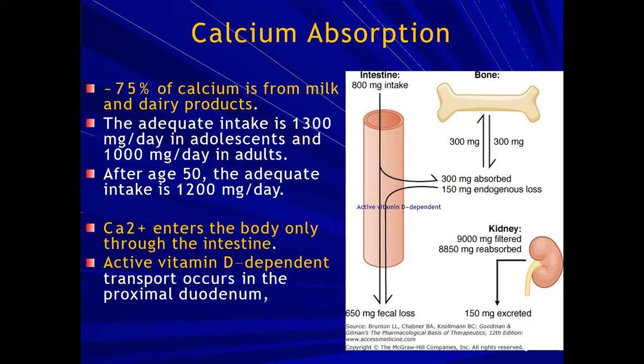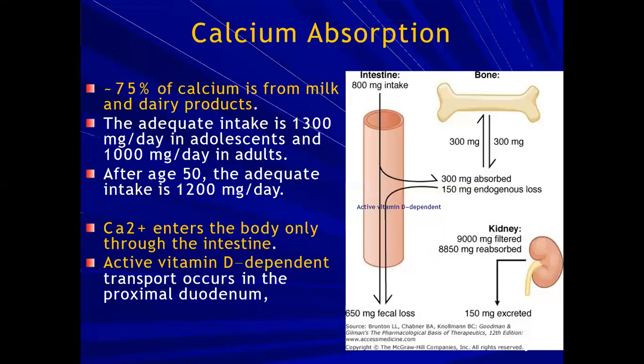per day. That means adolescents, because they are growing and making bones, need a larger amount of calcium to make their bones. After the age of 50, the intake is around 1,200 milligrams per day. That means at this point osteoporosis has started setting in. So calcium enters the body through the intestines, in the villi, and active vitamin D3 dependent transport occurs in the proximal duodenum.